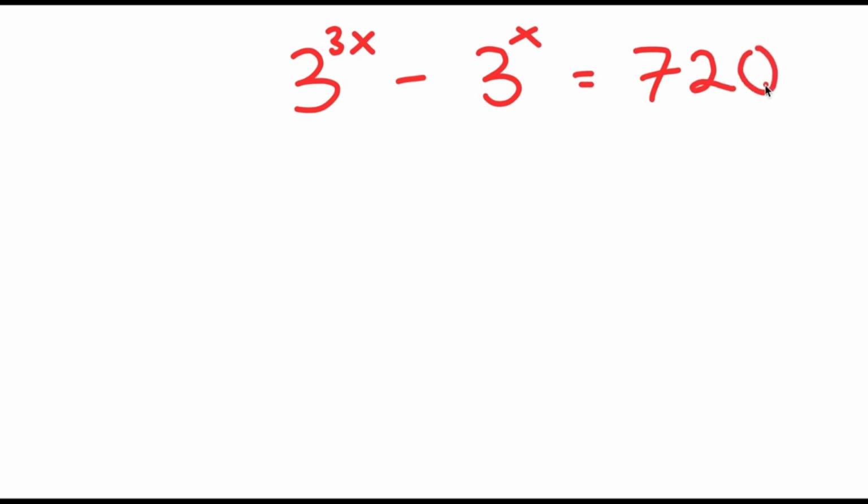Alright, so in this video, I'm going to solve the equation 3 to the power of 3x minus 3 to the power of x is equal to 720.